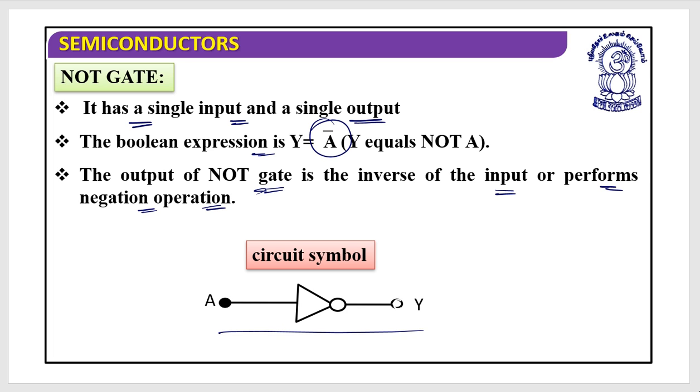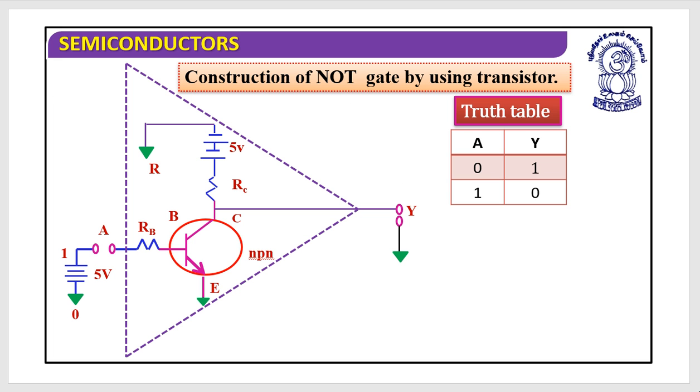Now let's look at the truth table of this NOT gate. This is the construction of the NOT gate. And if we look at the truth table, if the input is 0, the output is 1. If the input is 1, the output is 0. It is as simple as that. So whatever you provide, it will give you the bar of that. When I say bar of that, if 0 is the input, 1 is the output. If 1 is the input, 0 is the output. It is as simple as that.